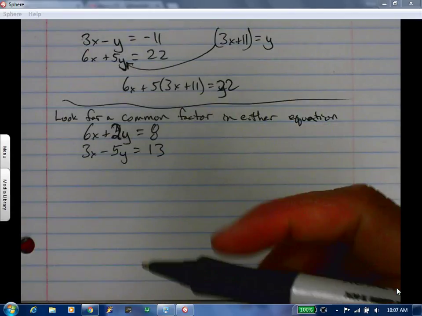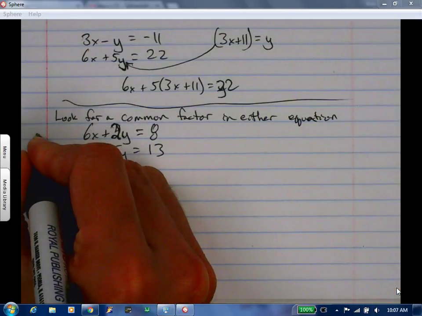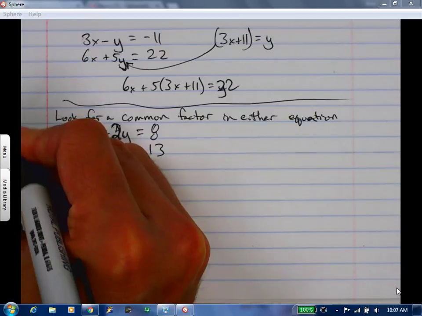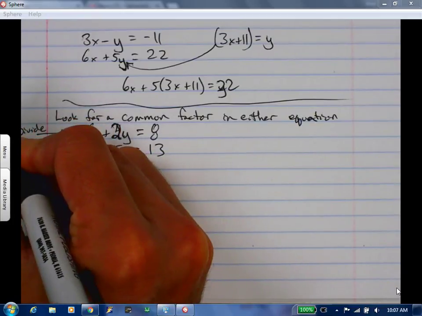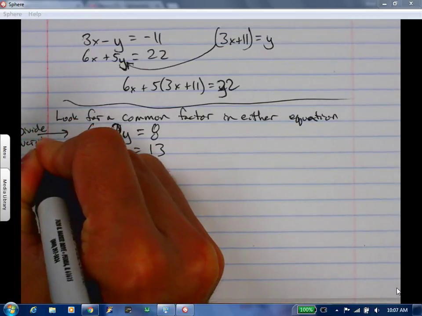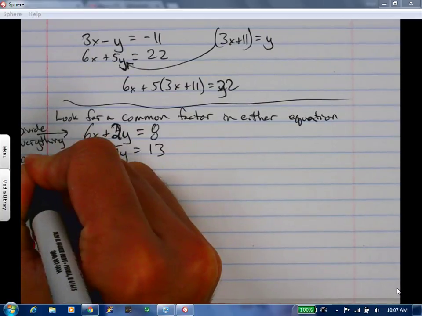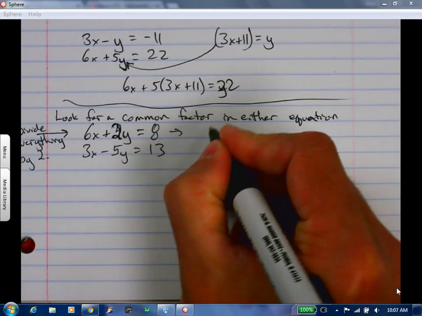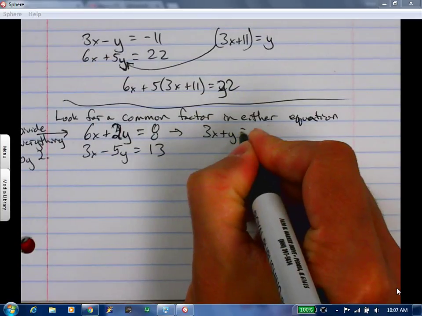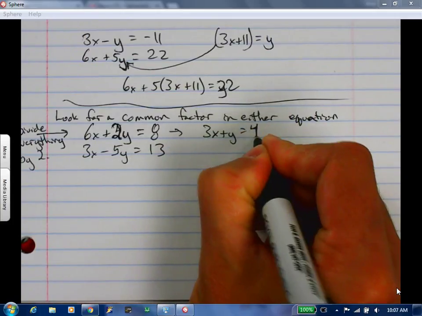So before you get started, you can either solve for y right away, or you can just take everything and divide by 2. So this first one will become 3x plus y equals 4. You can do that because you're doing it on the left and you're doing it on the right.